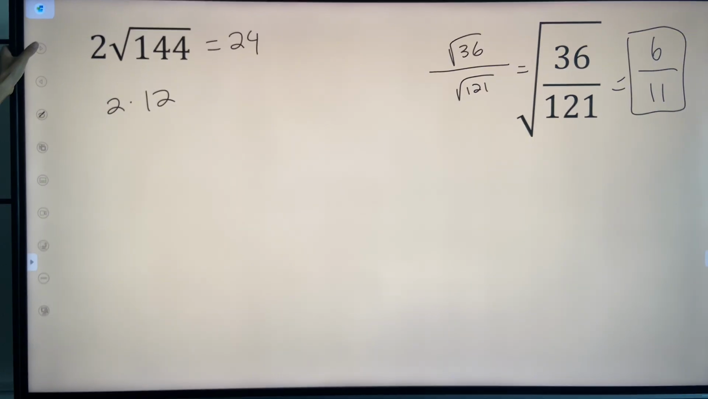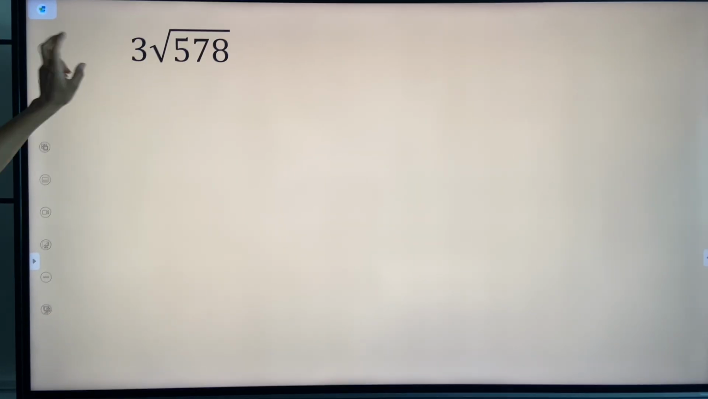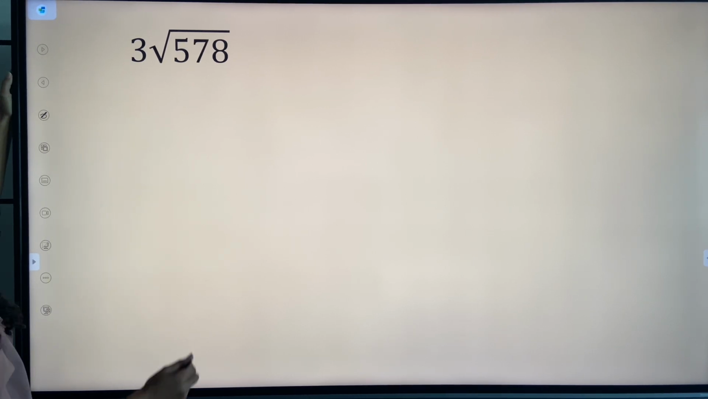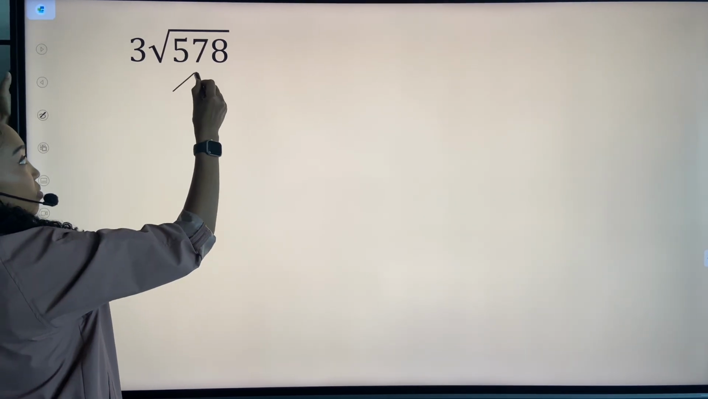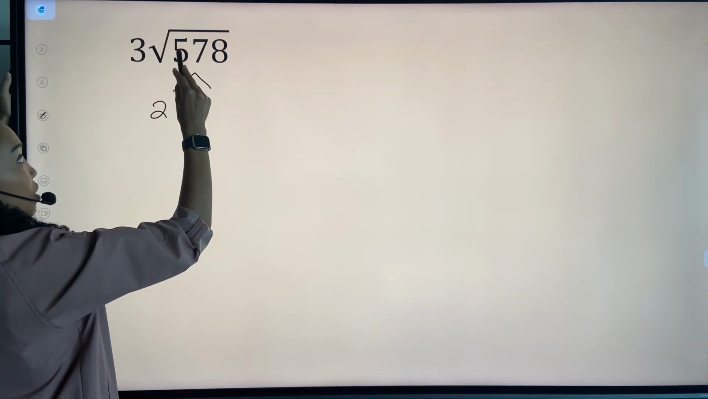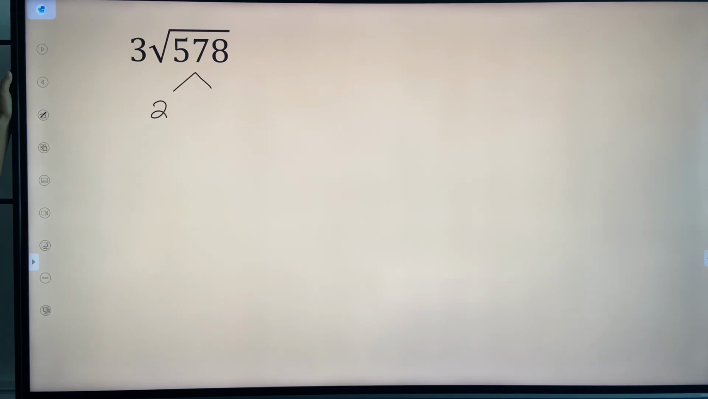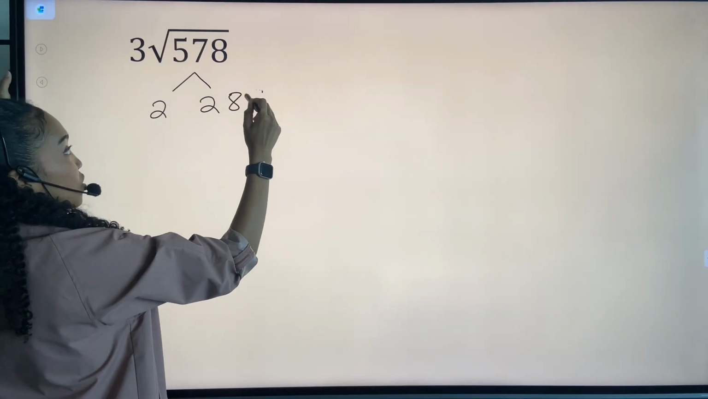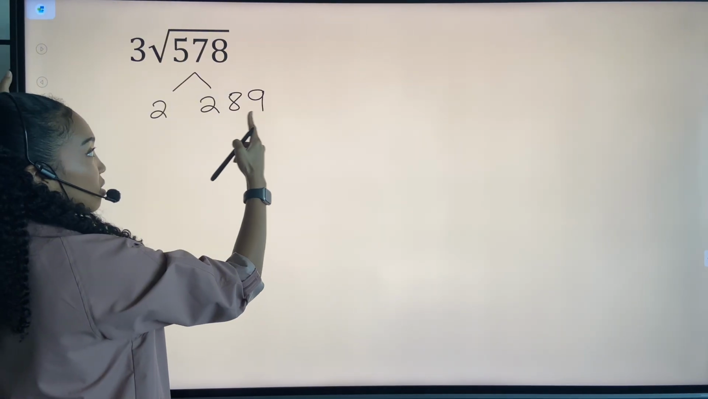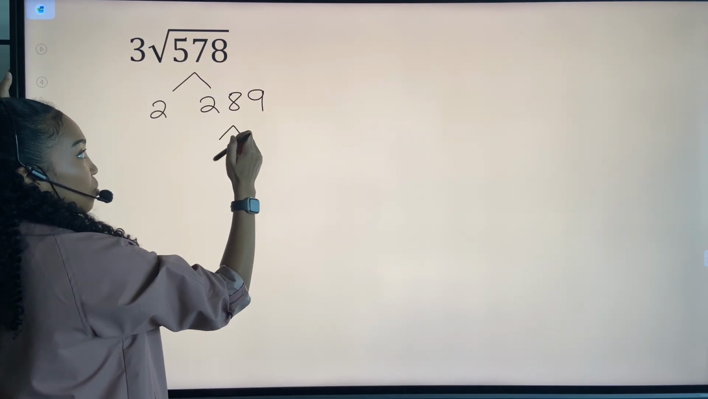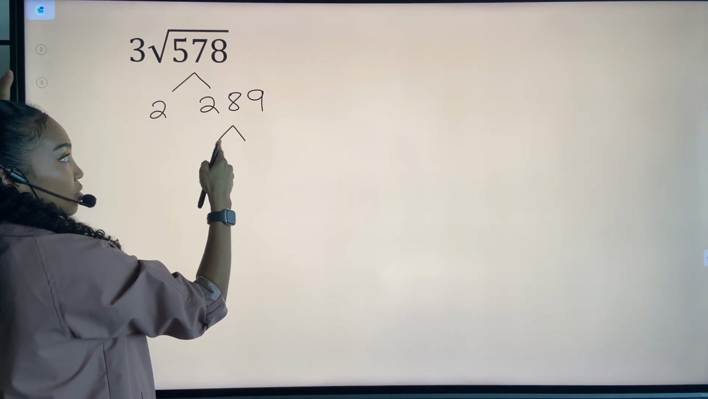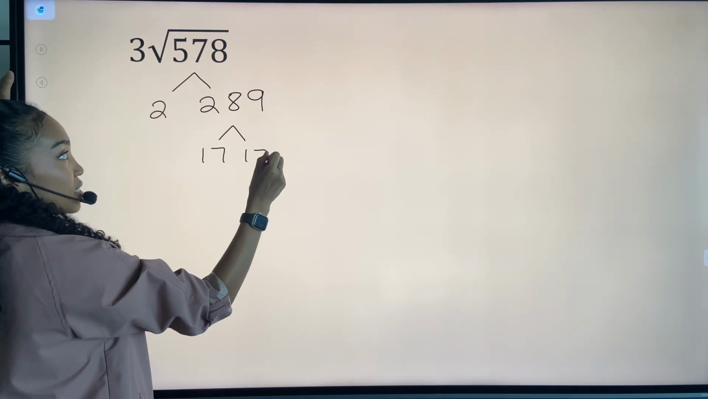All right, let's try one where we don't know the square root of this one. That's not on our list. So we're going to have to break it down. So let me show you how we should break it down. 2 times what will give me 578? What's 578 divided by 2? 289. Yes, 289. Is 289 on my list? Yeah. 289, what are the two numbers? 17. 17 times 17 is 289?